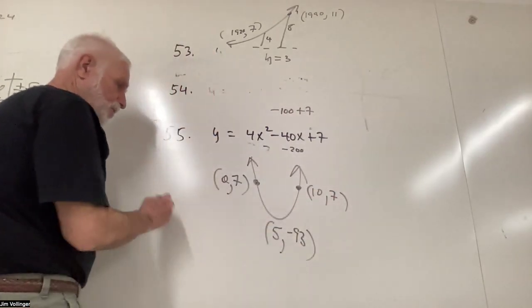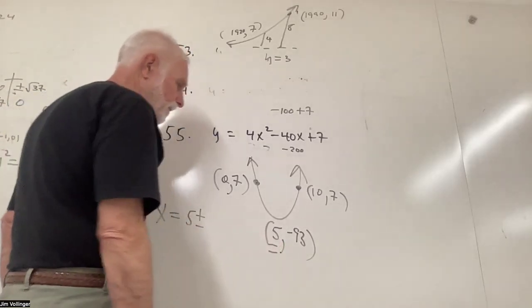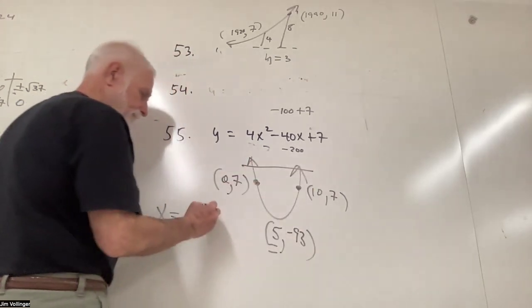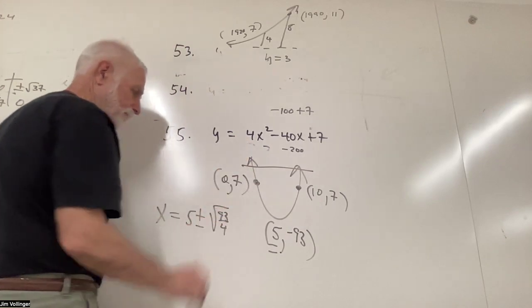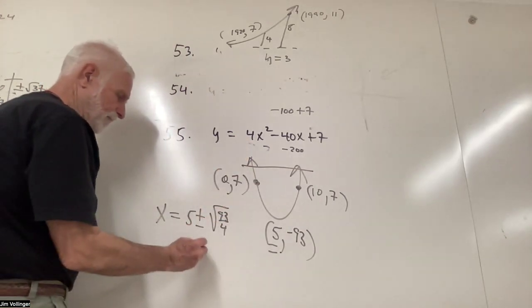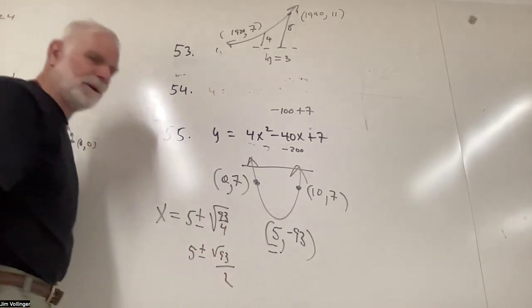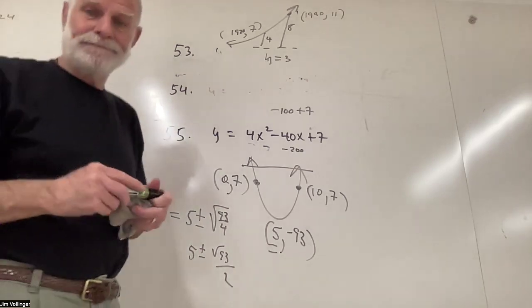And my root should be x equals 5 plus or minus. I start here, measure from there. And I've got to go up 93 to get to 0. So the square root of 93 divided by 4, which is the same thing as 5 plus or minus the square root of 93 in the numerator and 2 in the denominator. And now I am spent. That's it. Done.